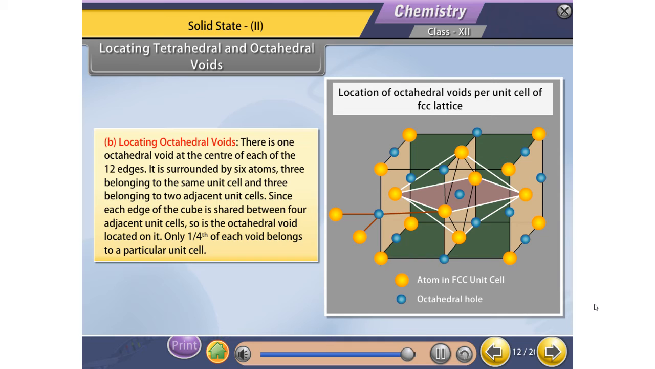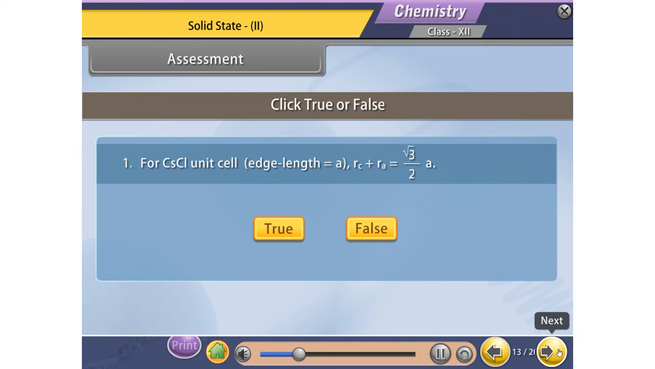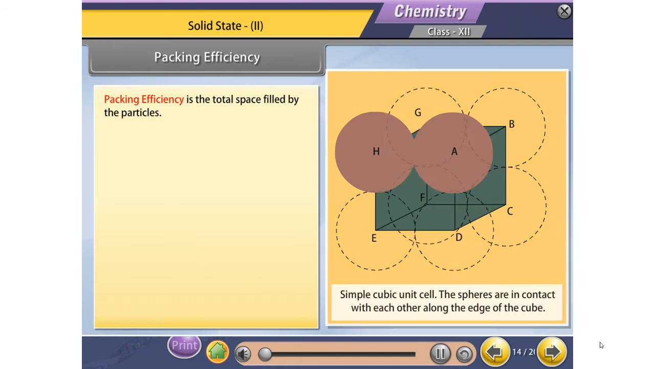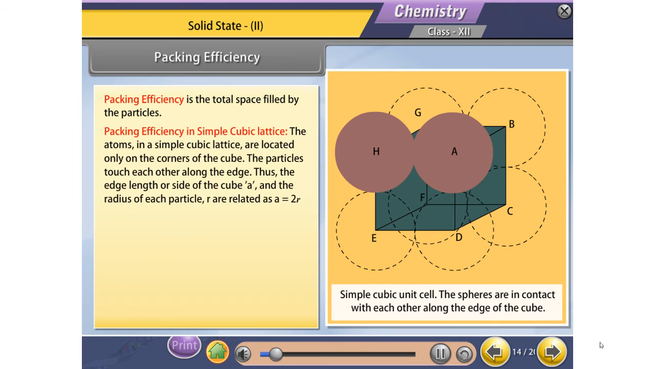Only 1/4 of each void belongs to a particular unit cell. Assessment. Packing efficiency. Packing efficiency is the total space filled by the particles. Packing efficiency in simple cubic lattice. The atoms in a simple cubic lattice are located only on the corners of the cube. The particles touch each other along the edge.